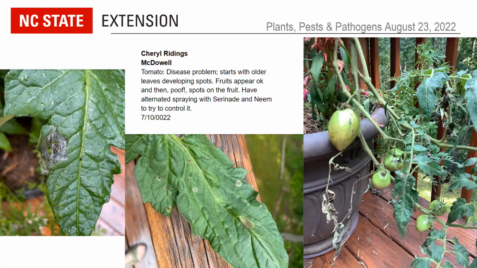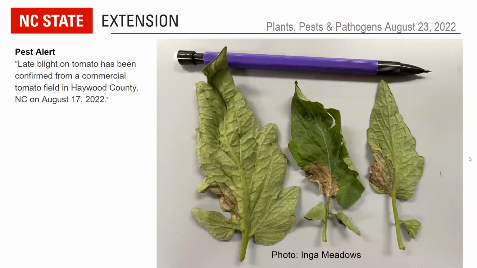So yes, and if you go to the next slide, Matt, thanks. There was a pest alert just last week about late blight on tomato being confirmed in a commercial tomato field in Haywood County, which is 2 counties over. Although of course the timing is much different. So this is a case where, if there's anything left there, I would encourage a submission to the clinic so that we can see what that is. Okay, thank you, Mike.